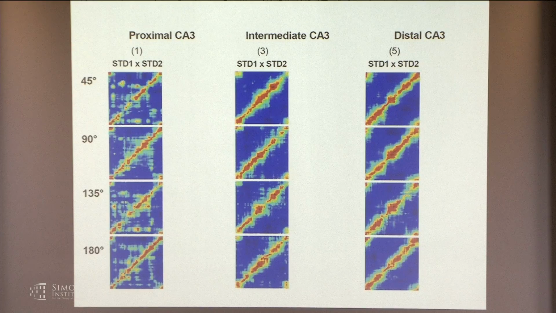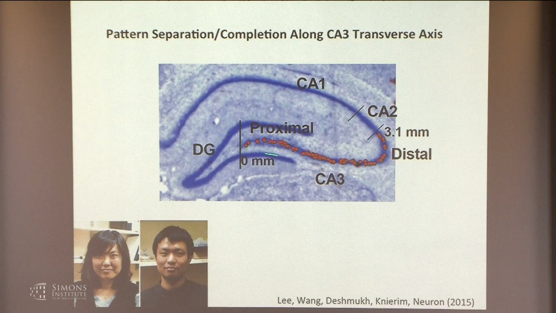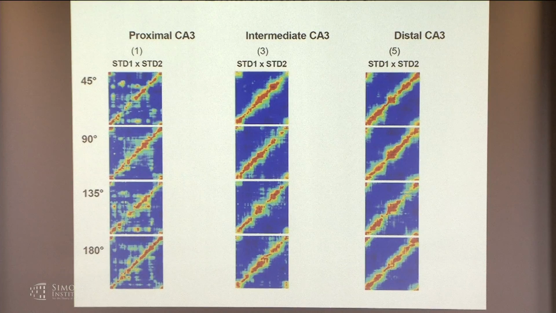I'll go by this quickly because we've already seen these graphs before. This is our proximal CA3. This recording is from this part. This is intermediate CA3. This is distal CA3. In proximal, intermediate, and distal CA3, these are standard 1 and standard 2, in which we did a 45-degree mismatch between them, a 90-degree, 135, or 180, different amounts of mismatch. But what you can see is that for standard 1 versus standard 2, in all these cases, we see the nice band of correlation, showing that the main representation in the standard sessions was intact, as expected.